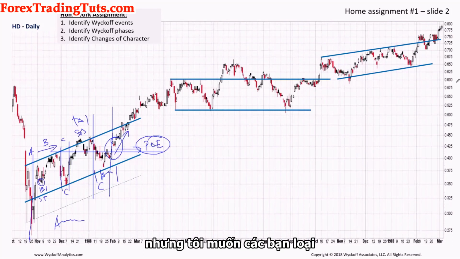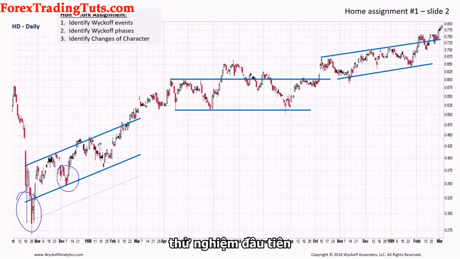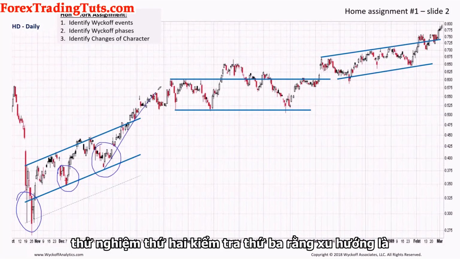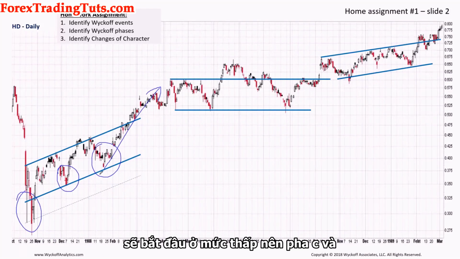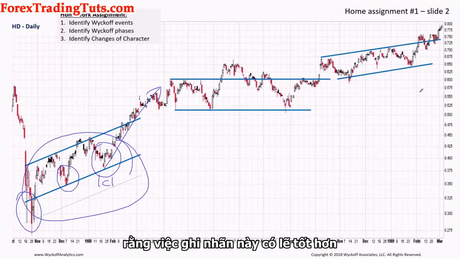But I want you guys to understand and see that we have to have first test, second test, third test, that the trend is going to start at the low, so phase C and so on and so forth. So there are quite a few things here that make me think this labeling is probably better.